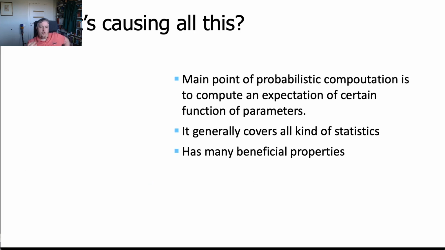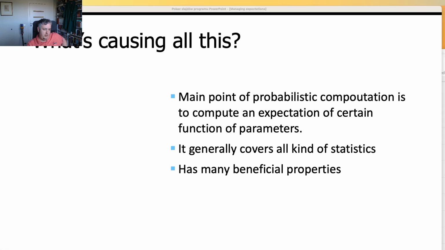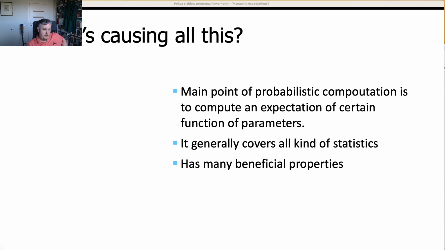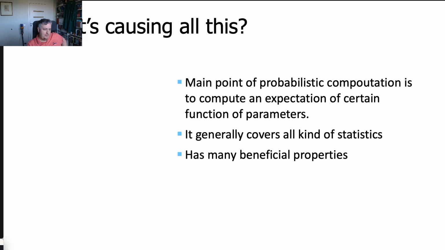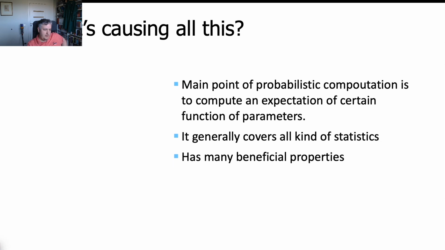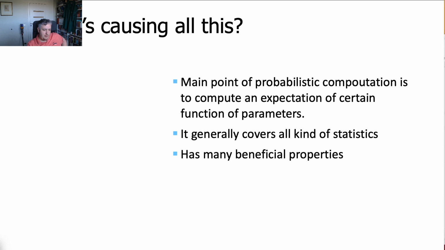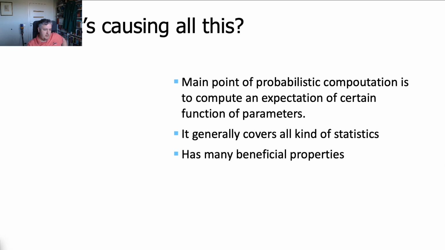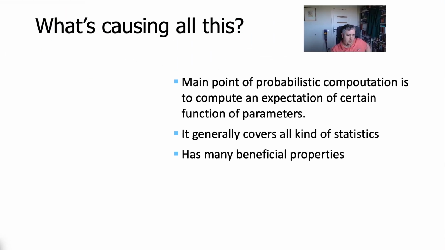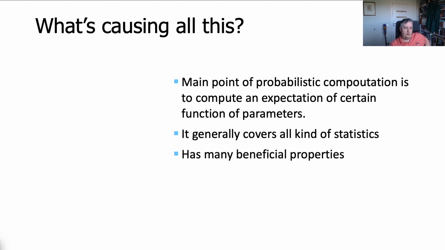What is really the point of all the computation in the Bayesian framework is to compute the expectation of, I'm trying to move the camera, but it is not cooperating. Okay, now it is. I had to move into a different corner.